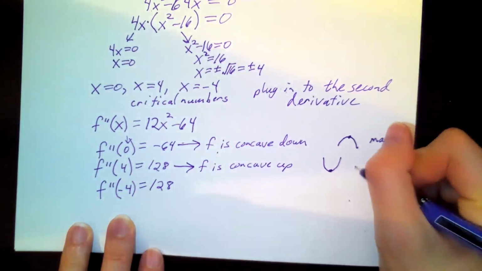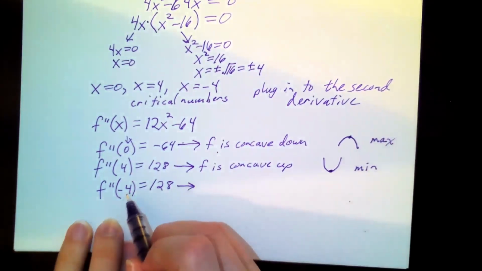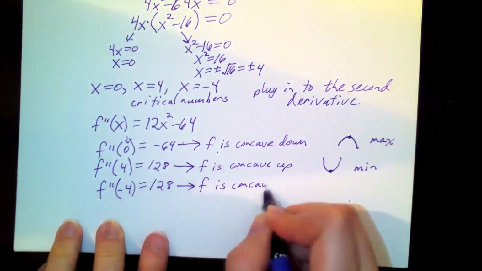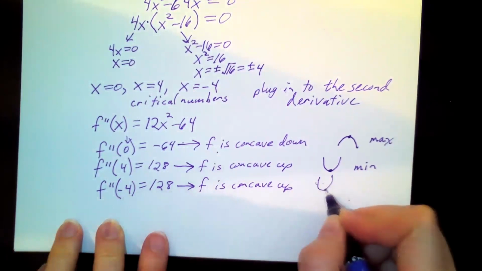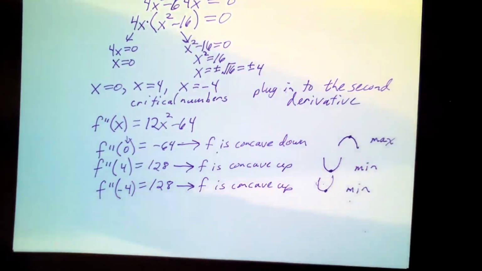So we have a max going on there, a min going on there, and by the same logic, the same thing would happen at negative 4. F is concave up. It has this upright shape, which means that critical number has to correspond to a minimum.